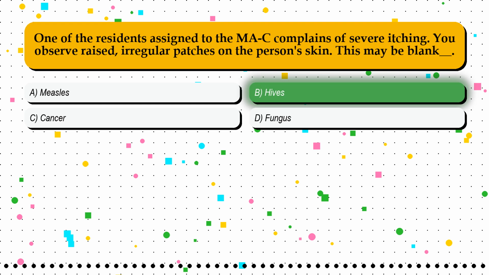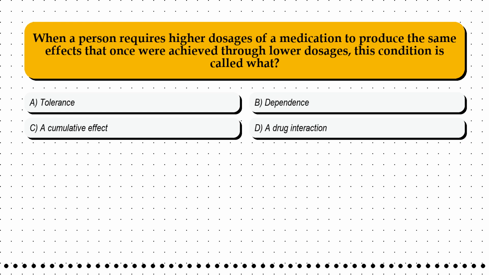The correct answer is option B, hives. Question 70. When a person requires higher dosages of a medication to produce the same effects that once were achieved through lower dosages, this condition is called what?